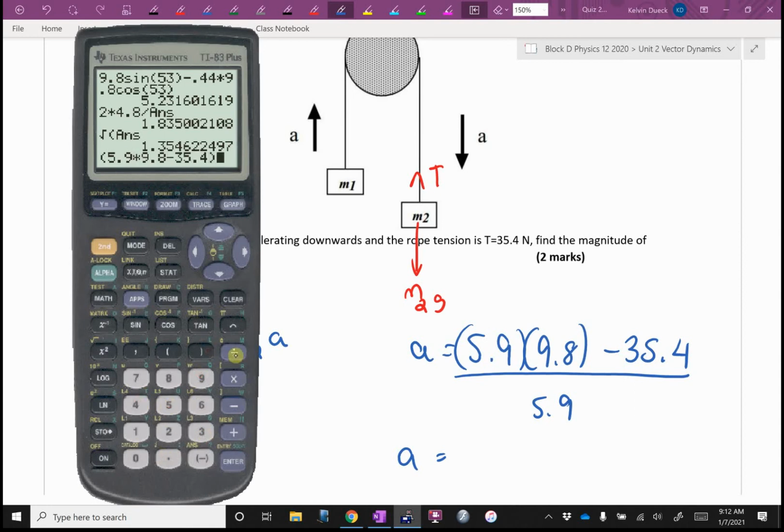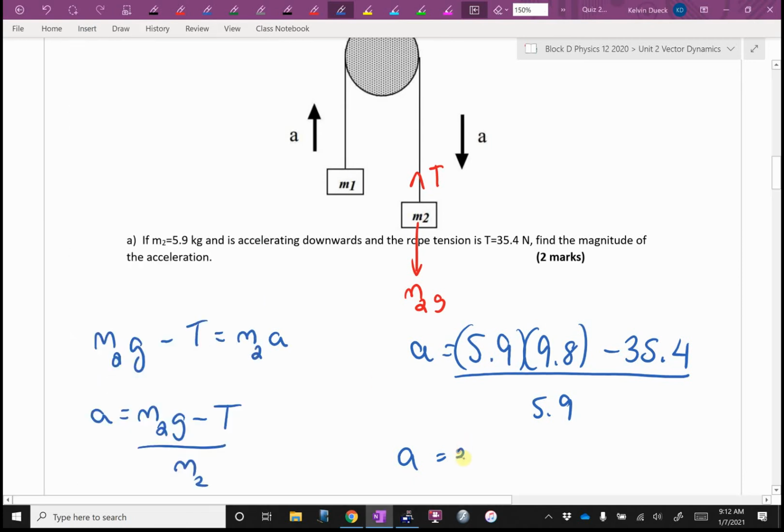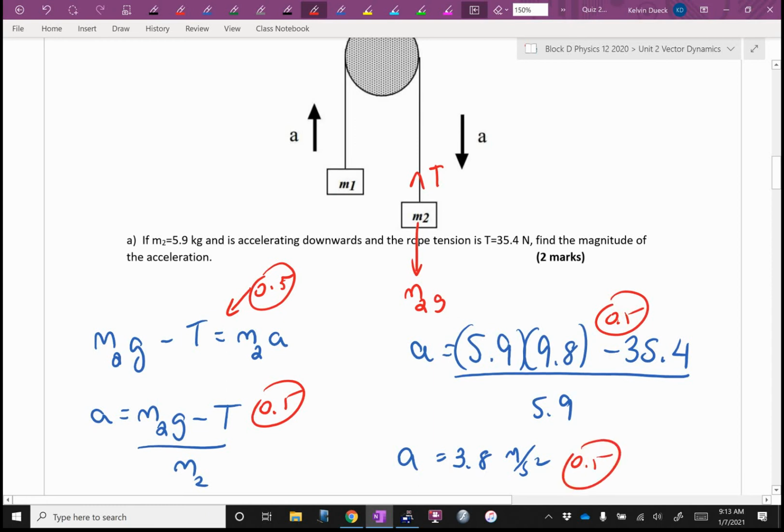And I do give you some multiple choice questions on your tests as well. So, y'all get next. Oh, 3.8 even. That's a fluke. Works out nice. If you got that right, 2 out of 2. Otherwise, I would probably give you a half mark if I saw that. I would give you a half mark for that, half mark for the numbers, and a half mark for the answer.